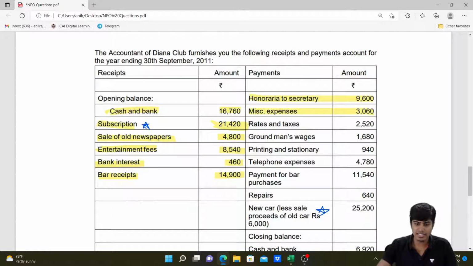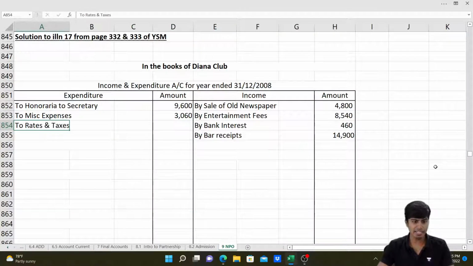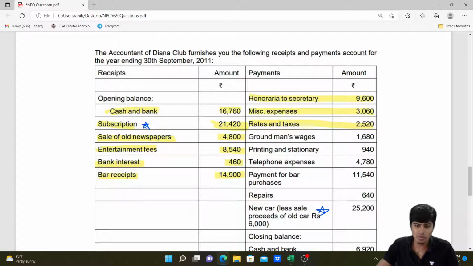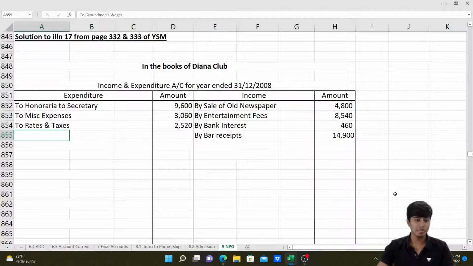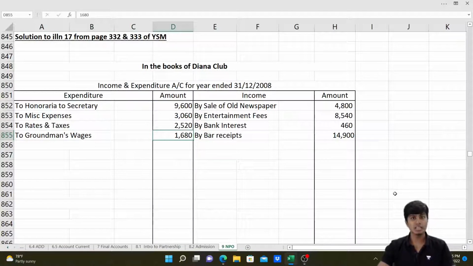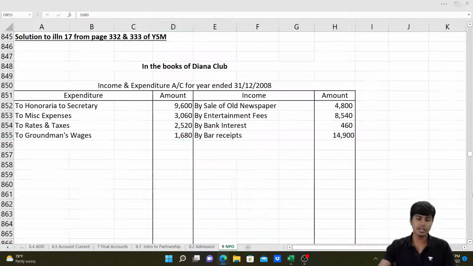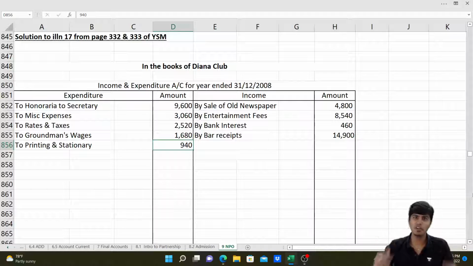Then I have rates and taxes, which is 2,520. This is again my expense. I'll write in income and expenditure as expense, rates and taxes 2,520. Then we have groundsman's wages 1,680. There is no adjustment, so I'll write it in my income and expenditure straight away as expense, to groundsman wages 1,680 rupees. What we have after that is printing and stationery 940. There's no adjustment, so I'll write on the expense side printing and stationery 940.